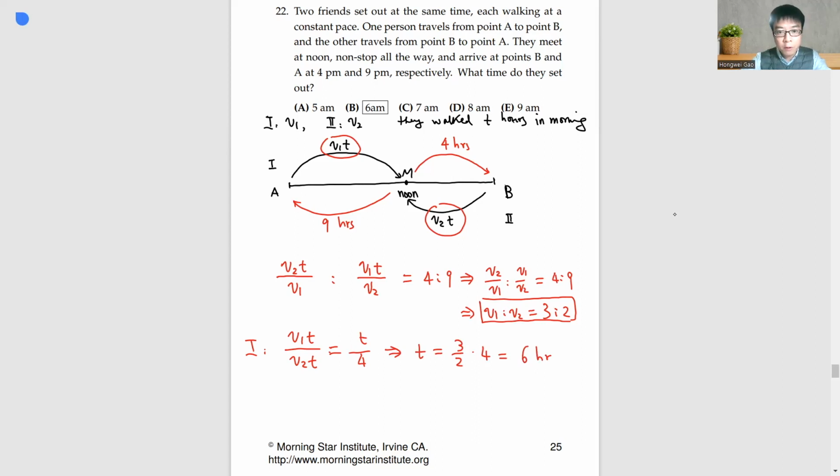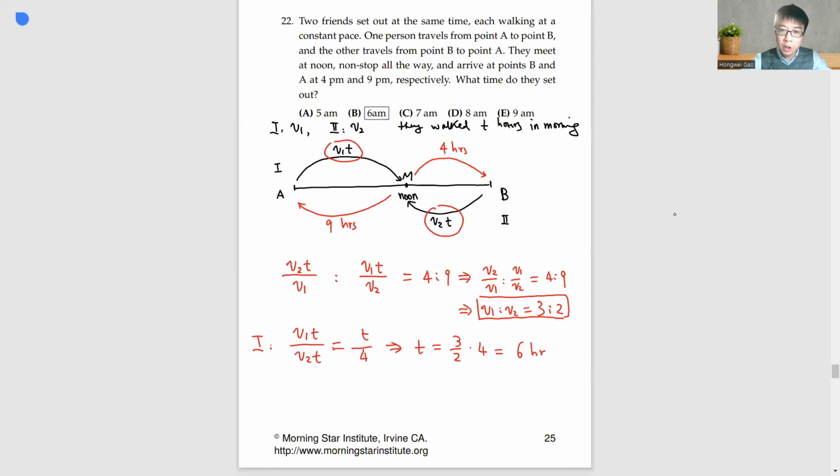So for the first person, he walked 6 hours in the morning. So the answer is: they met at noon, 12 minus 6, which is 6 a.m. They set out at 6 a.m. That's the answer.